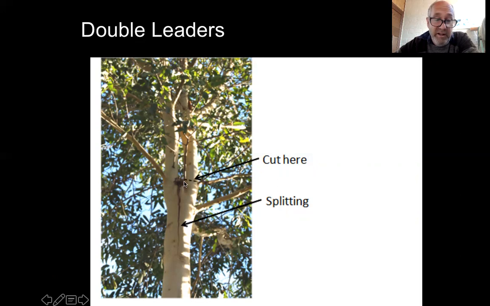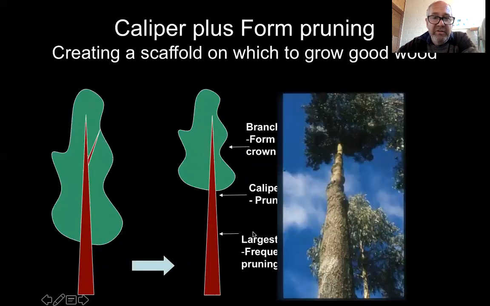They can be removed earlier than the 2 or 3 centimeters when you take off the large branches if they're obviously occurring, or at least take them off when they reach that 2 or 3 centimeters to prevent this subsequent splitting down the tree. So putting those two things together, I prune up to a set diameter, say 8 centimeters, or it could be 10, but let's just use 8 as an example. And then I look further up the tree and take any large branch off. The aim is to produce what I call a scaffold on which to grow clean wood on a straight stem.